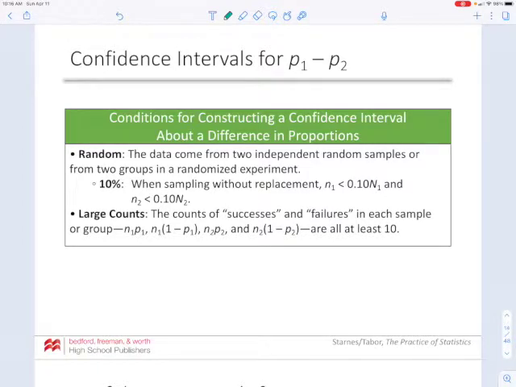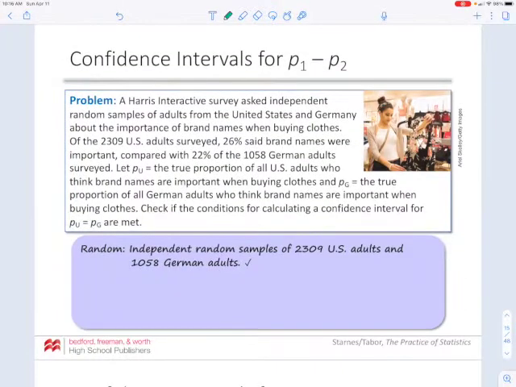So both need to have two independent random samples. Their samples need to be less than 10% of their respective populations. And you have to check n times p and n times 1 minus p for both groups, and all values must be at least 10.